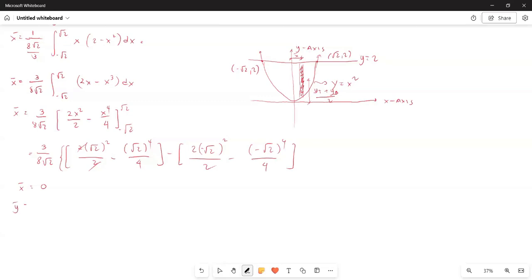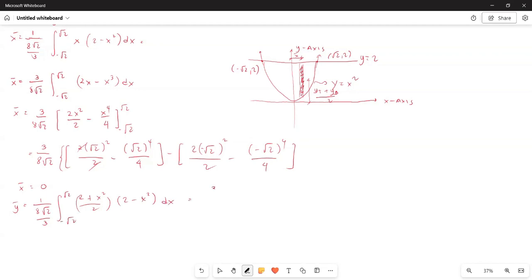So y bar is equal to 1 over the area, which is 3 over 8 square root of 2 over 3. Integral ng ating y top plus y bottom na function. We have 2 plus x squared over 2. And then yung ating area na y upper minus y lower dx. Okay, limit sa atin ng negative square root of 2 tapos positive square root of 2.